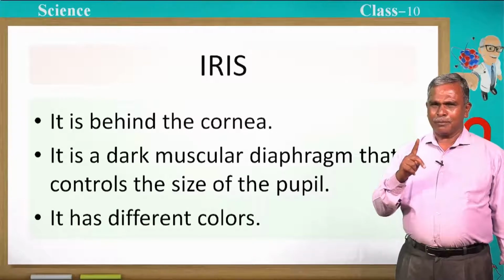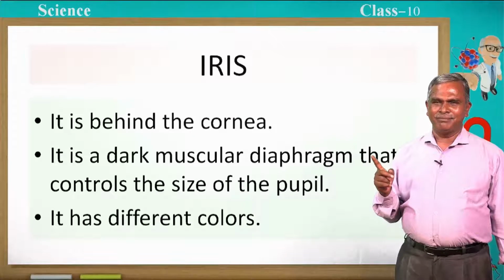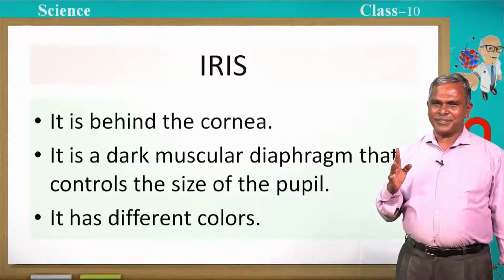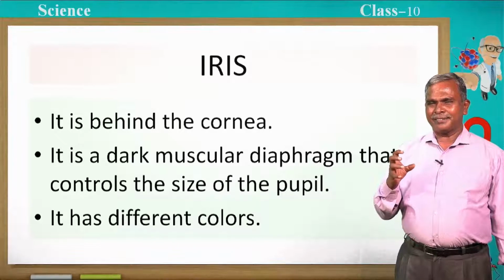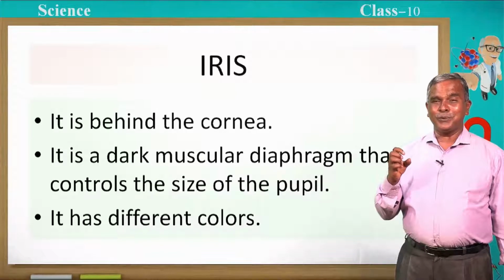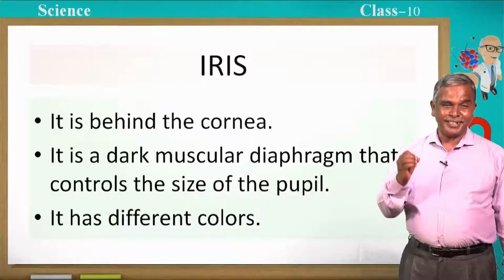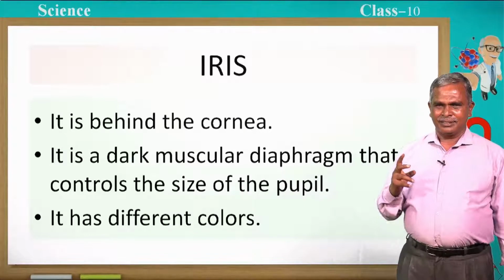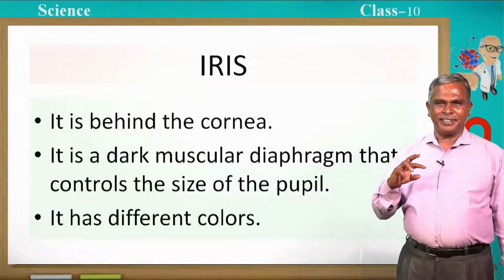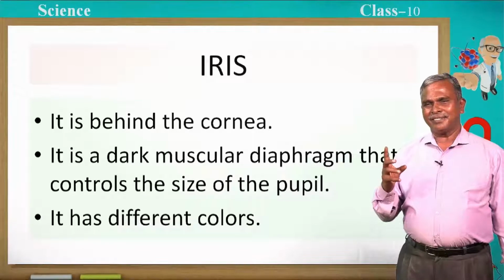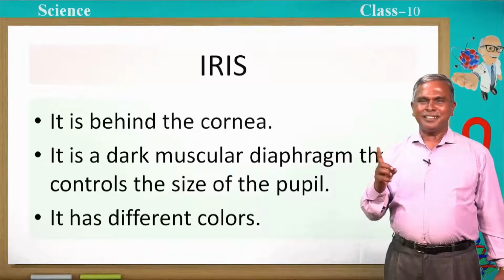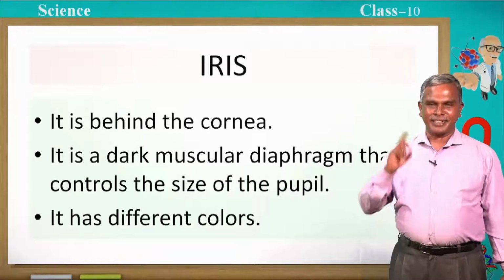This is found behind the cornea, and its main function is to regulate the size of the pupil to allow the required amount of light into the eye. The color of the iris is different because of a chemical substance called melanin.